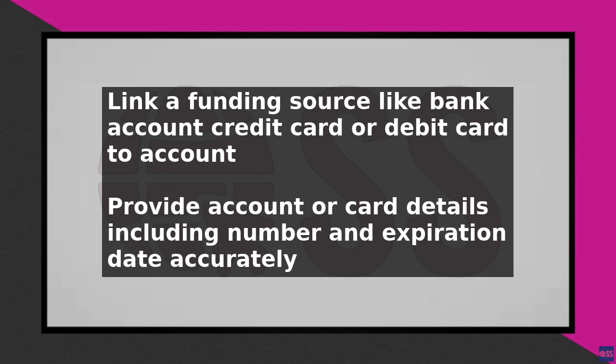You can also add additional funding sources, such as multiple bank accounts or credit cards, to your account. To verify your account and lift the sending limit, you will need to provide additional information, such as your social security number and date of birth. This is a security measure to prevent fraud and ensure that your account is secure.